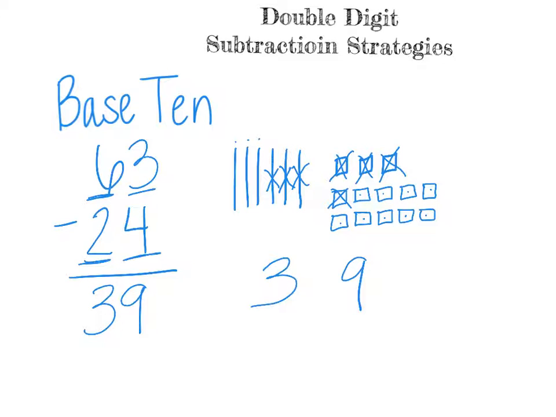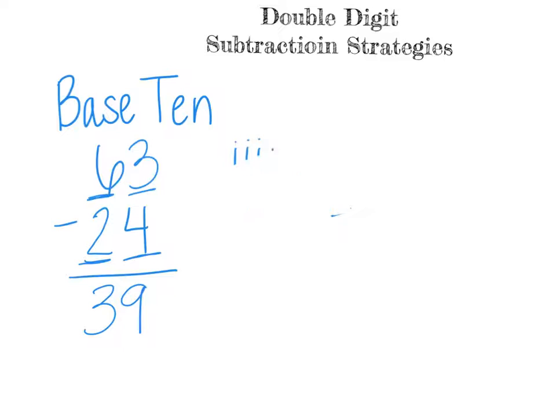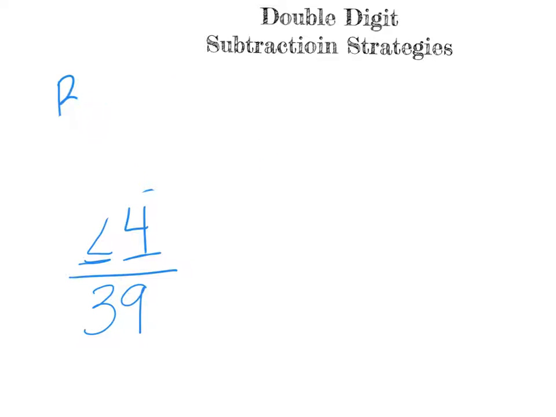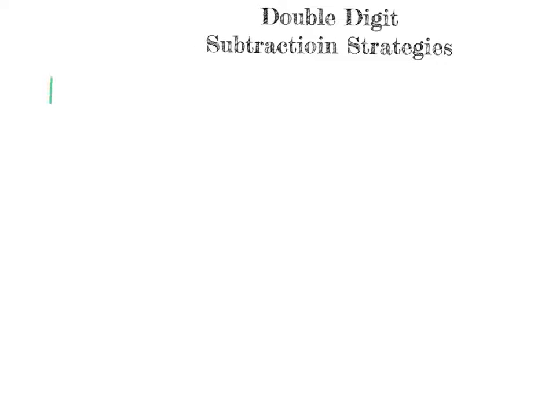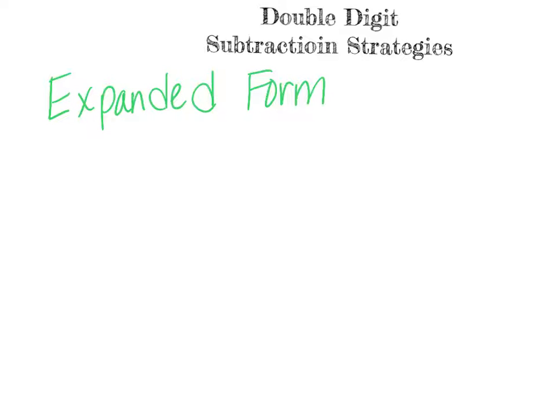And now we are going to review a different strategy in double-digit subtraction. We are going to do expanded form. So I'm going to write expanded form so we know what strategy we are doing. Okay, so let's start with 52 minus 24.